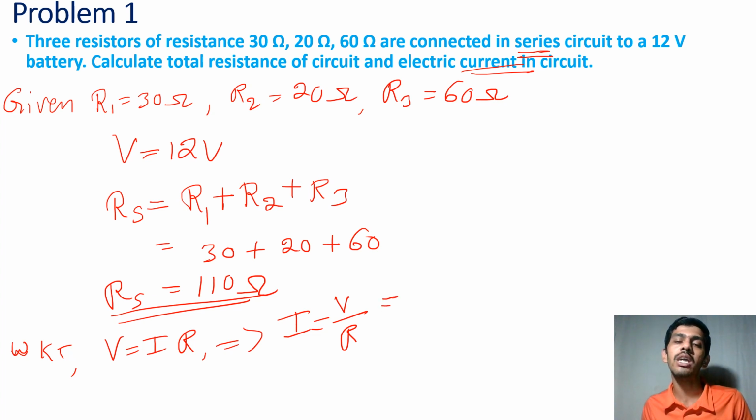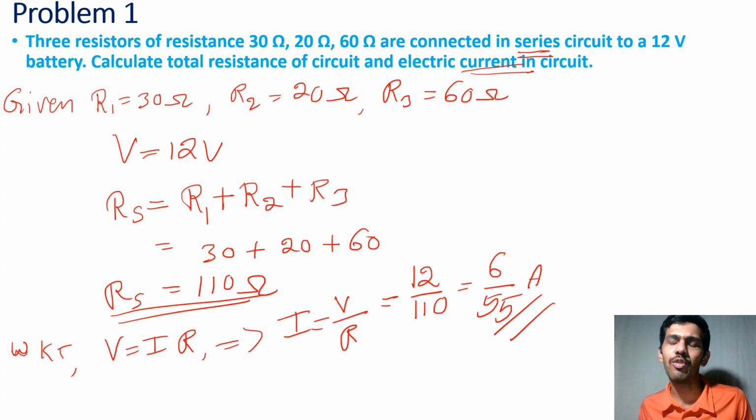What is the value of V? V is given, that is 12 volt, and divided by the RS, that is 110. The value is equal to 12 by 110, or I can write it as 6 by 55. So this is the answer. You can simplify that if you want, or else you can leave it as it is. If you know the answer, you can directly write, or else you can keep it as it is. 6 by 55 amps of current flows through the circuit.